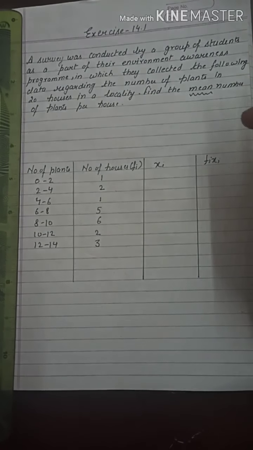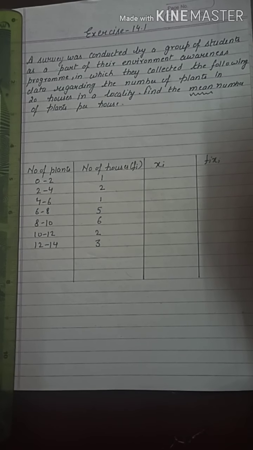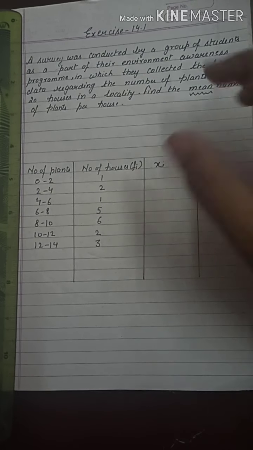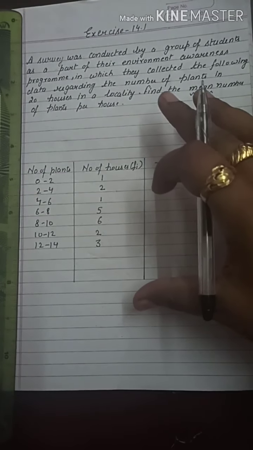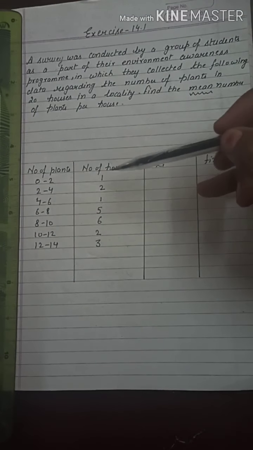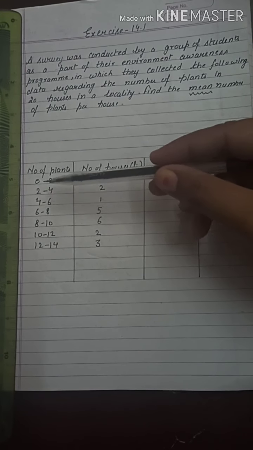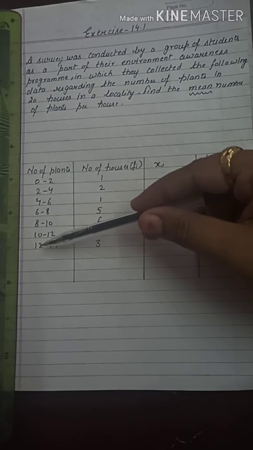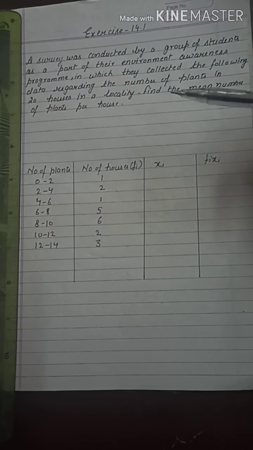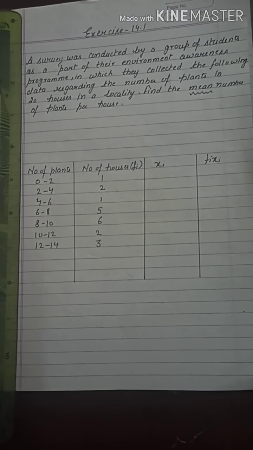As I have discussed, we have two methods. The first one is the direct method and the second one is the assumed mean method. So where do we apply the direct method and where the assumed mean method? Here I am going to do this question with the direct method only, because the values of Fi and these intervals are very small, so it can be easily solved with the direct method.